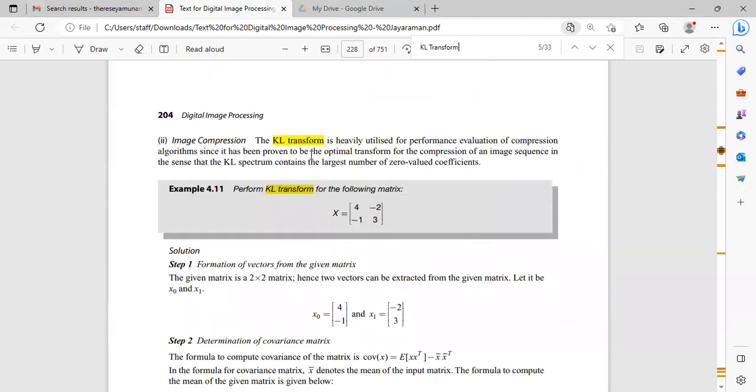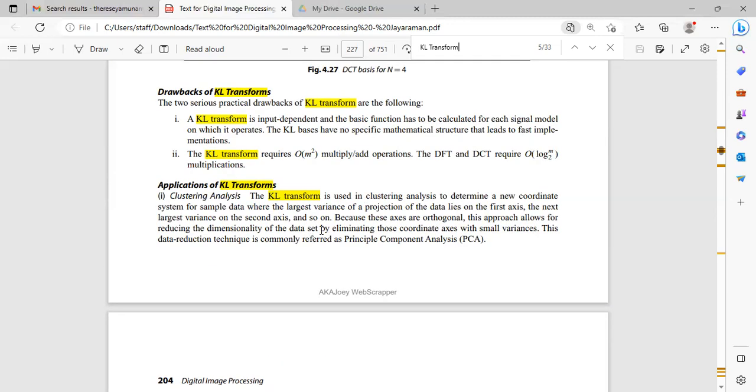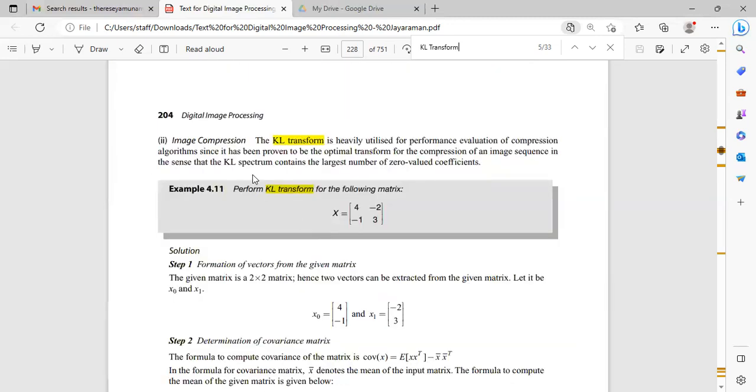So image compression. This is the first application. The second one is that image compression is heavily utilized for performance evaluation of compression algorithms, since it has been proven to be the optimal transform for the compression of an image sequence, in the sense that the KL spectrum contains the largest number of zero-valued coefficients.